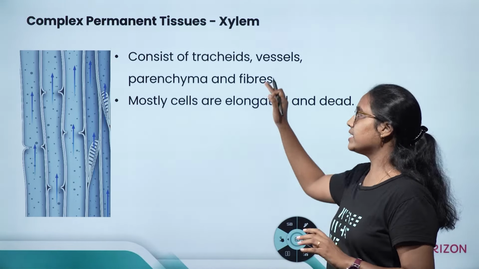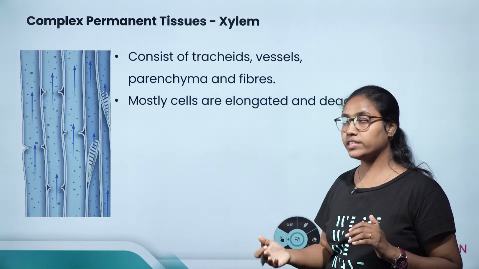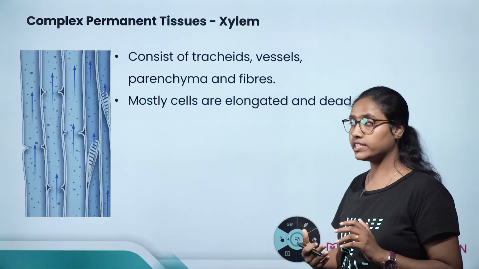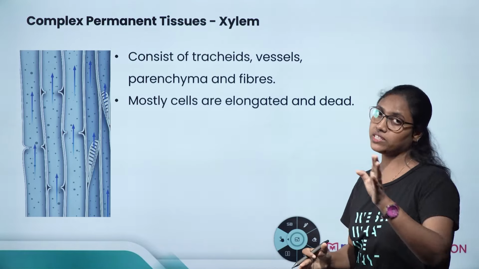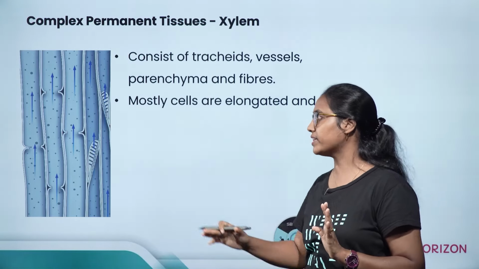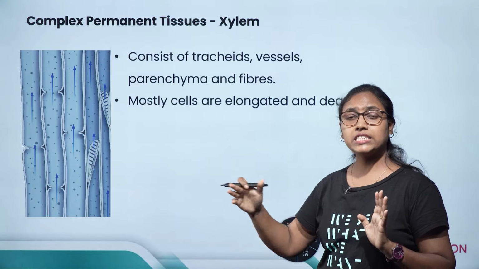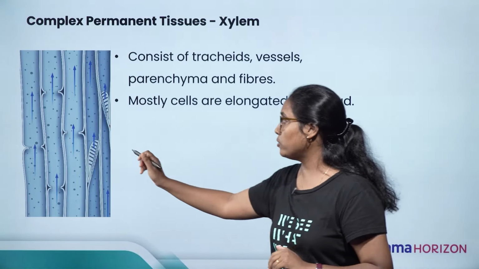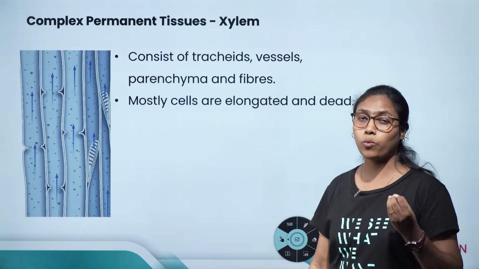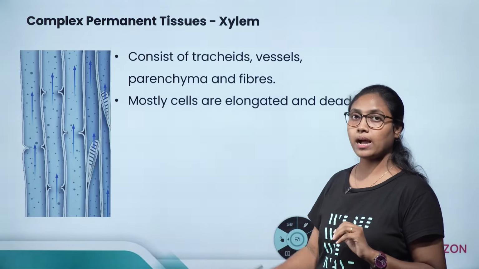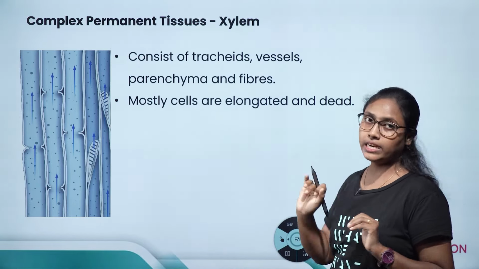Cells are elongated as well as dead. Fibers, they are dead cells, okay. Tracheids, they have dead cells. Parenchymas are living, as we have already learned that parenchyma are living. They have very thick wall. Hence, intercellular conduction is not possible in xylem. Hence, what happened? These cells are mostly dead.